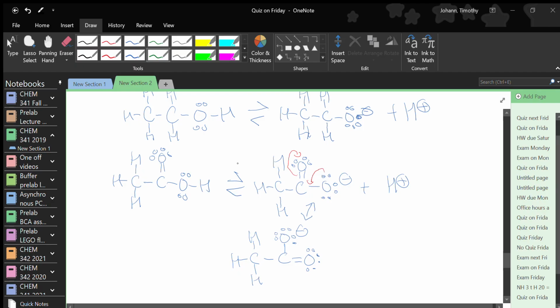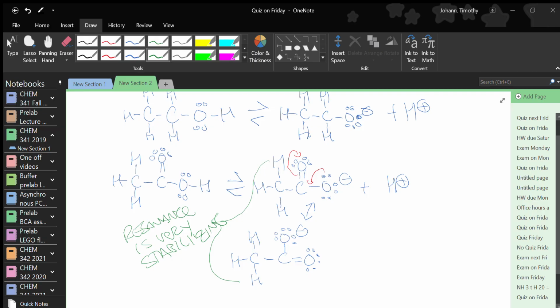And this is very stabilizing. Whenever you can do this with a molecule and show multiple forms, resonance is very stabilizing. When we think about this, depending on how you've been taught it before, we can draw this as this or this, right? Once again, it's just a model we're using. In reality, it's a mixture of the two.